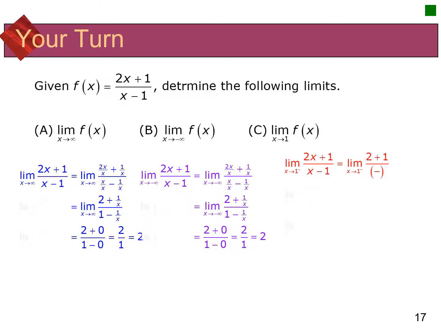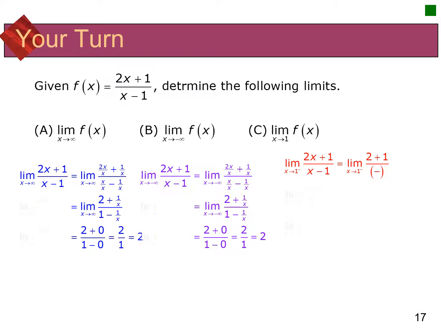When I look at the limit as x approaches 1, when I put 1 into this function, I can see that 1 is a domain restriction. It's going to make the bottom 0, and the top is going to be 3. If I end up with a number over 0, that usually tells me I'm dealing with some sort of vertical asymptote.